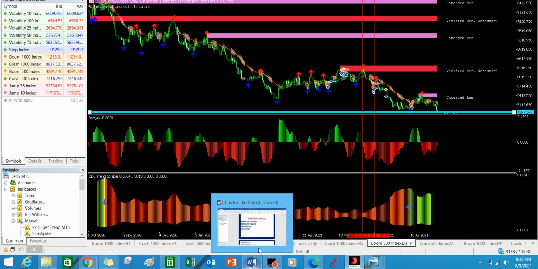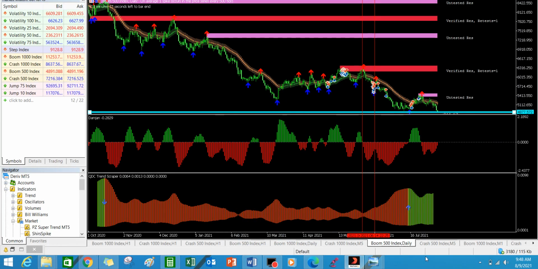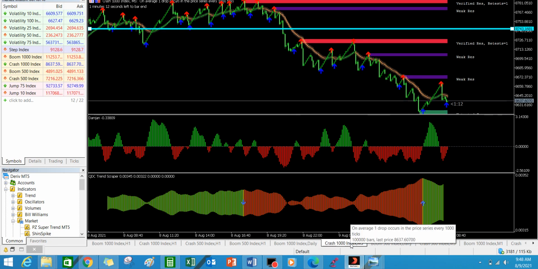So that is that. Let's check out the next asset, which is crash 1000. For crash 1000, let me take it to crash 1000. But before going fully into the analysis, let me take it to day one first.